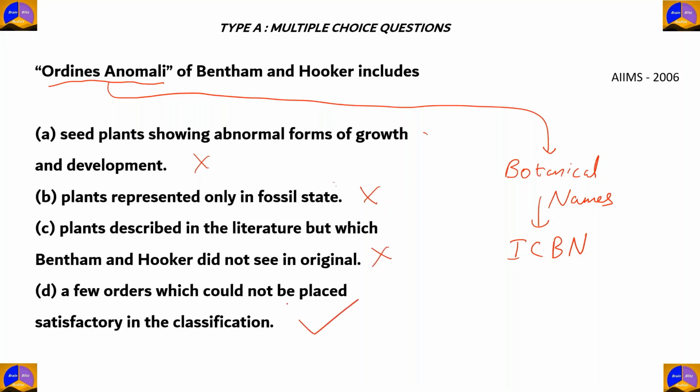A few orders which could not be placed satisfactorily in the classification. Now, this book identifies some families which were not placed in the existing system of classification for plants, and this was well before botanical names were codified by the International Code of Botanical Nomenclature. Therefore, option D is the correct answer.